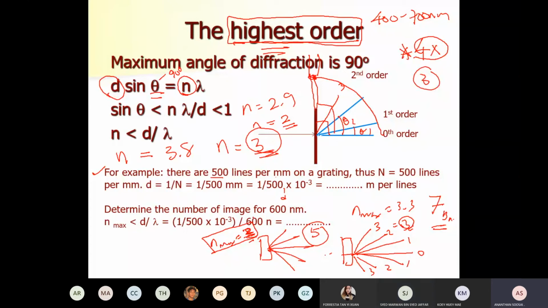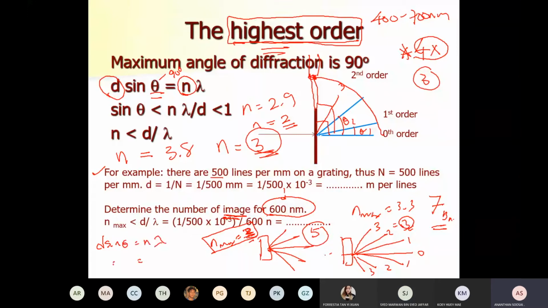Determine the number of images for 600 nanometer. They're asking what is the total number of images formed on the screen. So what do you do? You find n max. So D divided by lambda, D over lambda, because the theta you substitute is 90. Sine 90 becomes how much? 1. So D sine theta equals n lambda.